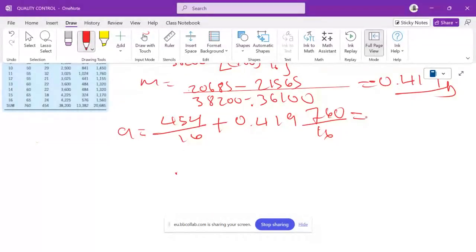If I do this in brackets, I will win 454 divided by 16. I say plus, open bracket, 0.419 multiplied by, and then open bracket again, 760 divided by 16, bracket. Hey, brackets are very important here. Then I'm getting a 48.